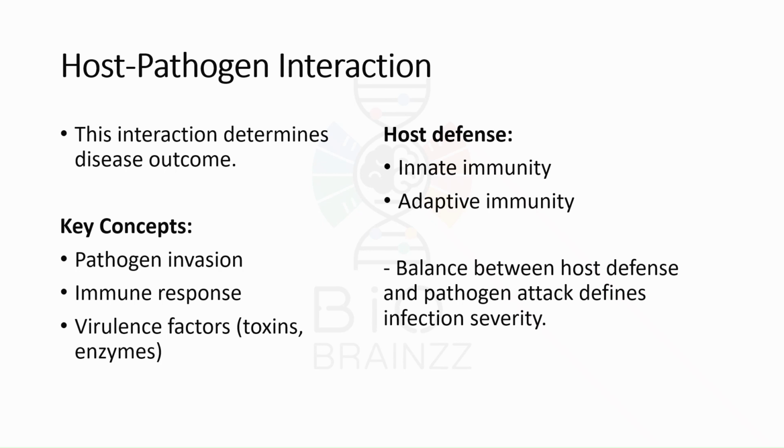The host defense system consists of innate immunity, which provides immediate but non-specific protection, and adaptive immunity, which is specific and develops over time. The balance between the strength of the pathogen and the effectiveness of the host immune response determines the severity of the infection. If the pathogen overcomes the host defenses, disease develops; otherwise, the infection is controlled or eliminated.